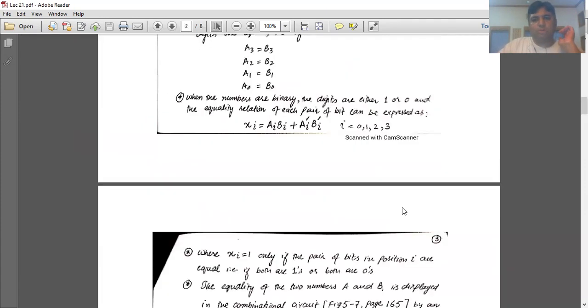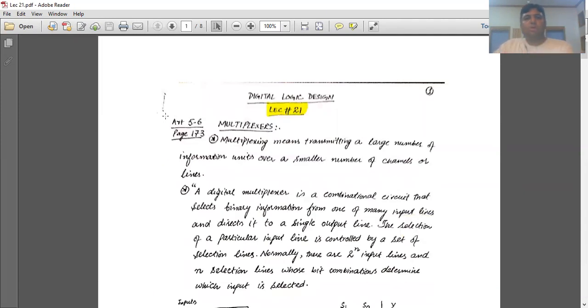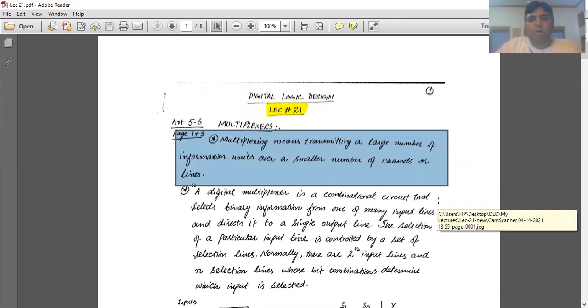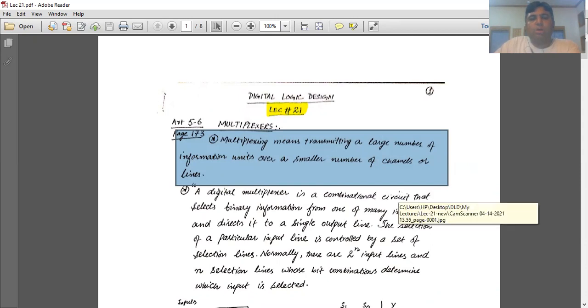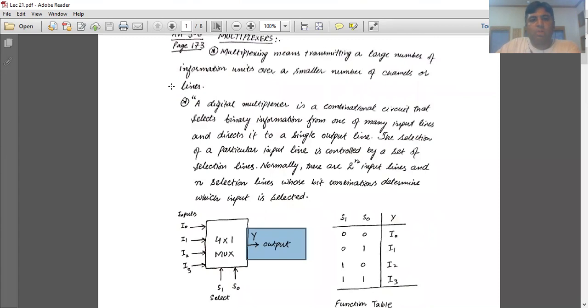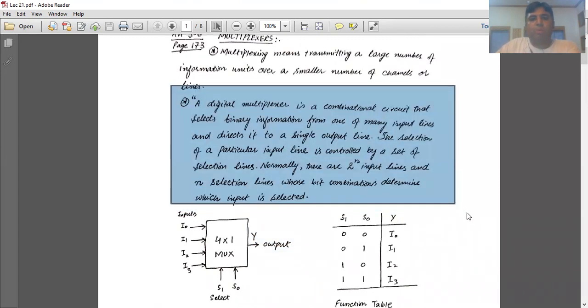Okay, starting from the first page, what is a multiplexer? Multiplexing means transmitting a large number of information units over a smaller number of channels or lines. Basically, if you have a large number of input lines and you transmit them out to a single line, this is called multiplexing. What does a digital multiplexer do? A digital multiplexer is a combinational circuit that selects binary information from one of many input lines and directs it to a single output line.